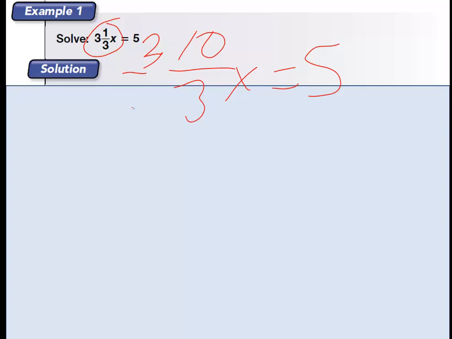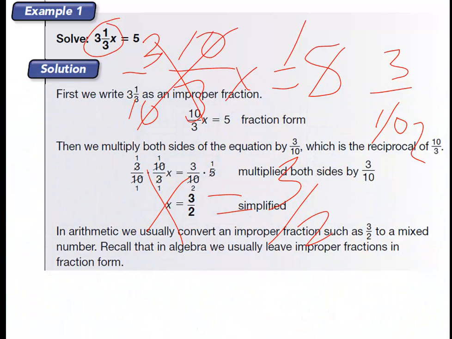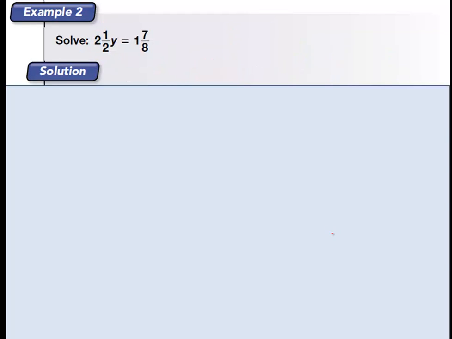So you times it by 3 over 10, times it by 3 over 10. This cancels out, leaving just your x. This reduces, so you end up with 3 over 2. So x equals 3 over 2, or you could put it into a mixed number, make it 1 1/2. All right, get the idea? Not too bad, huh? I think you can do these. So let's see if you can do this. Pause it and see if you can do it.